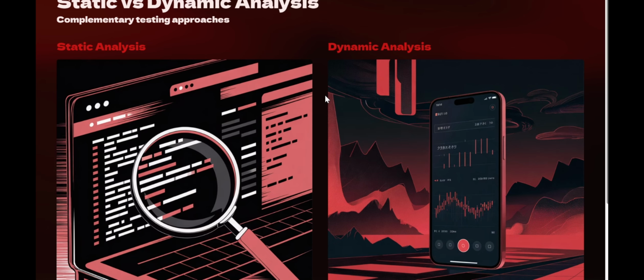Static analysis means inspecting the app without running it: the APK, manifest, code and resources. Dynamic analysis means observing and modifying the app while it runs: the network, storage, processes, runtime and hooks.